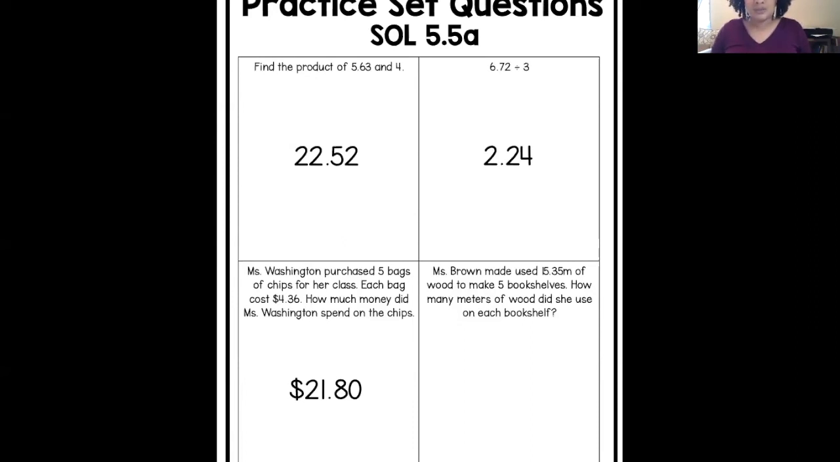And finally, Miss Brown used 15 and 35 hundredths meters of wood to make 5 bookshelves. How many meters of wood did she use on each bookshelf? And you should have gotten that she used 3 and 7 hundredths meters on each bookshelf. How did you do with those? That's right, because you are awesome.